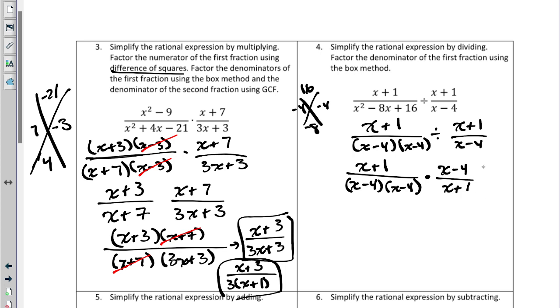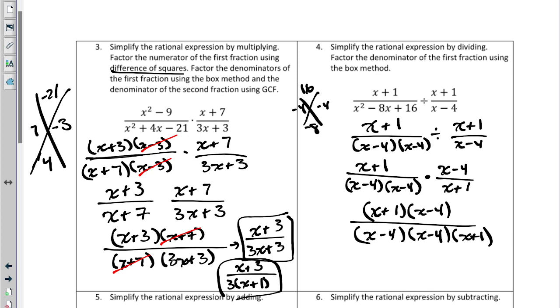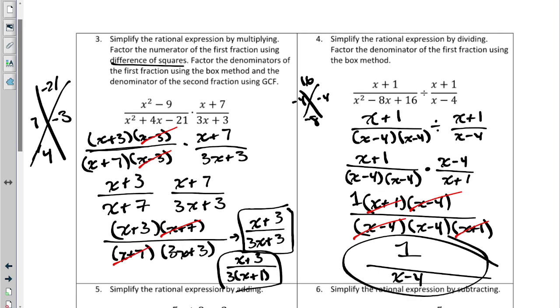This becomes x plus 1 times x minus 4 over x minus 4 times x minus 4 times x plus 1. That means that this is going to cancel with this. This is going to cancel with this. And all I'm left with on the top is kind of nothing, which really means it's just 1 over x minus 4. And that's my final answer.